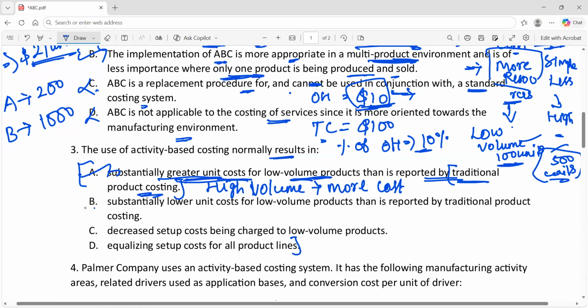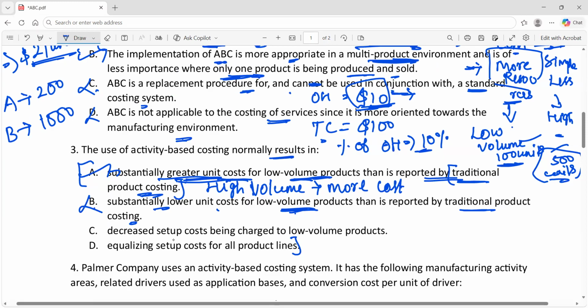Option B is the exact opposite of option A. Option B says substantially lower unit cost for low volume product. No, even though it is a low volume product, it consumes more resources. So more overhead should be absorbed by the low volume product than is reported under traditional costing. So option B is not the right answer because it is just the opposite of option A.